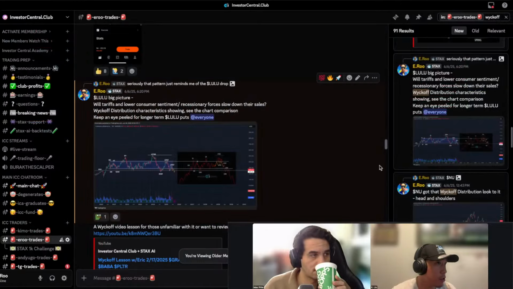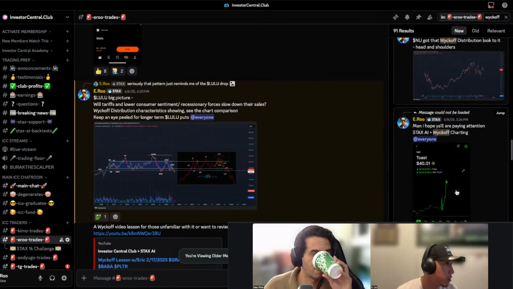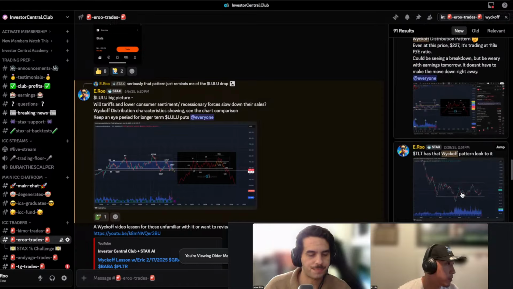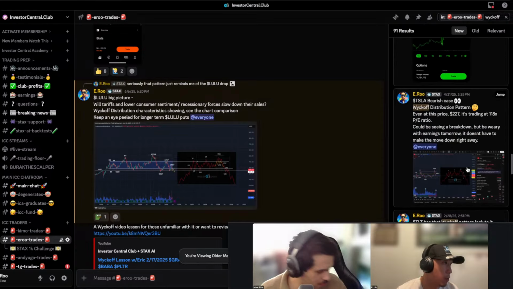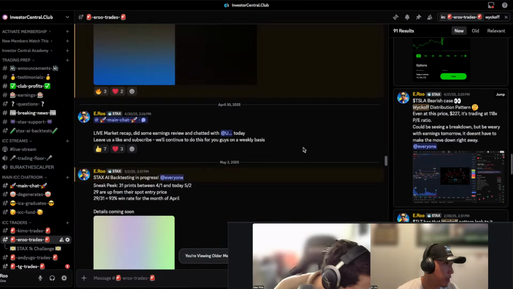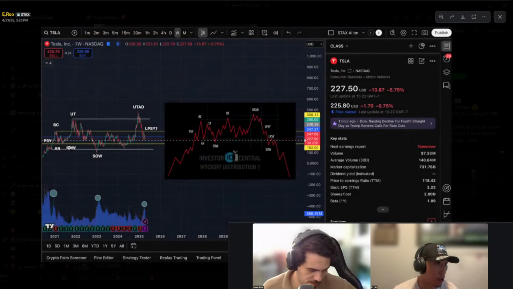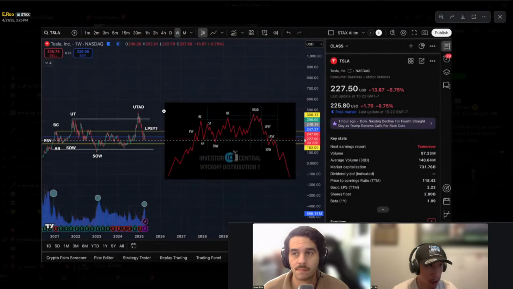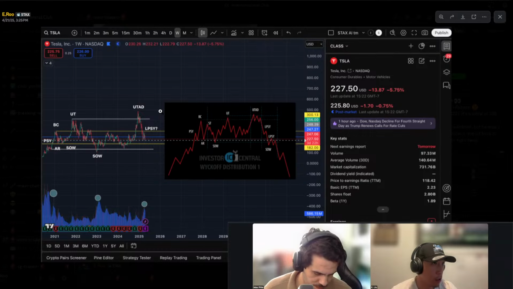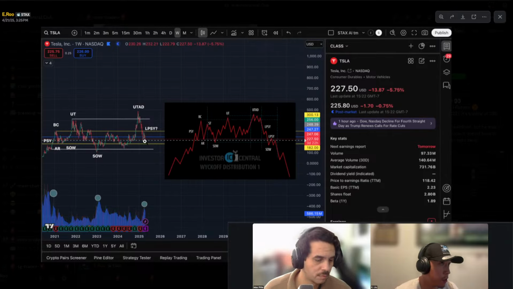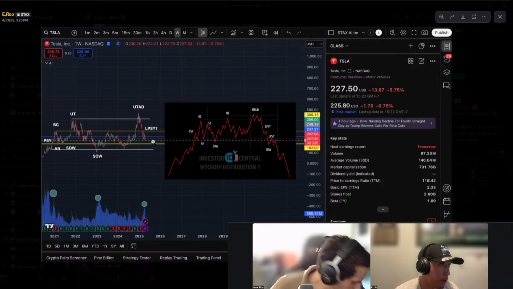Back into the Discord. Where's the one I want, guys? I will point out I was wrong about Tesla. I thought Tesla had a bit of a distribution look to it. As we know right now, Tesla's come all the way back up. So again, there are ways that we can protect ourselves. If we're waiting for a breakout, we can wait for the breakout to get into those puts.